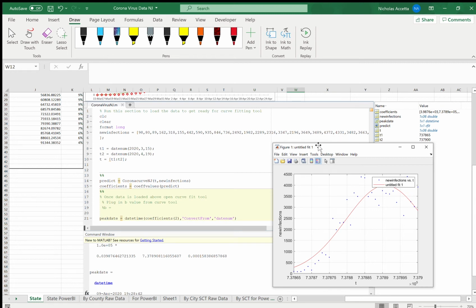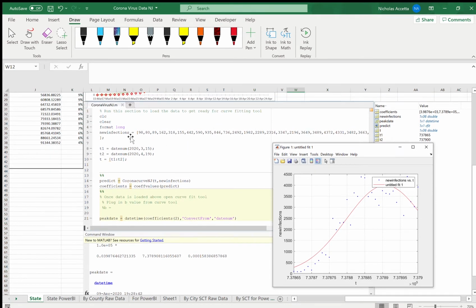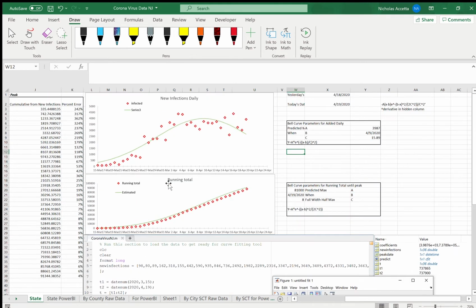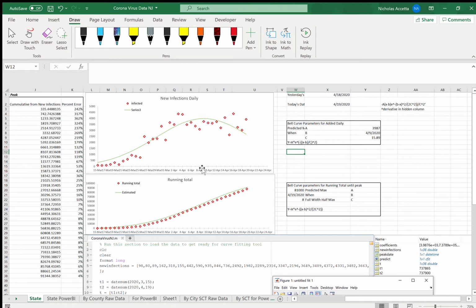In our last video, we used the curve fitting tool on MATLAB to work with the coronavirus infection data to find our coefficients for a goodness of fit line. So now we're working in Excel and seeing how we can use that, or how we can play around. In Excel, we have our new daily infections which we graphed on MATLAB. Now we can just play around with it in Excel.